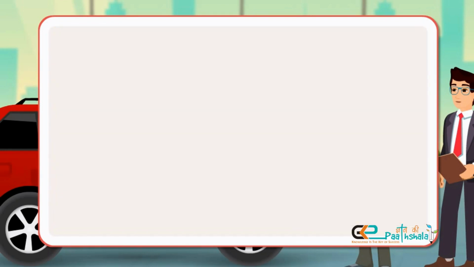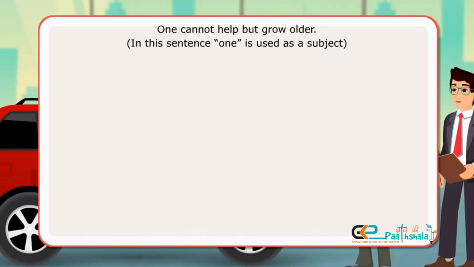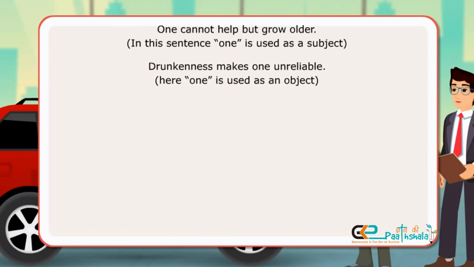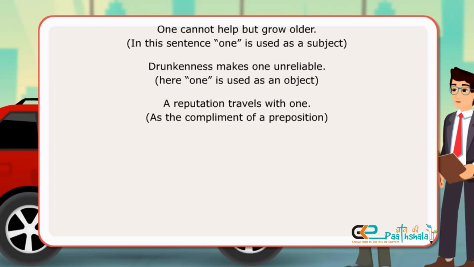Let us see a few examples. One cannot help but grow older. In this sentence, one is used as a subject. Drunkenness makes one unreliable. Here, one is used as an object. A reputation travels with one, as the complement of a preposition.